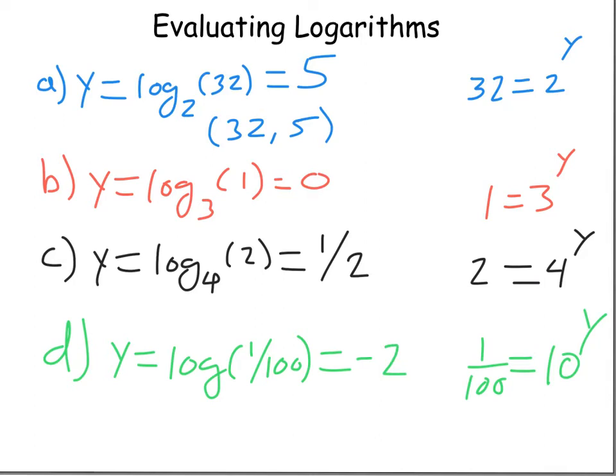That might be another one. You have a couple cases to check, but I think relatively quickly, you'd probably find that 10 to the negative second power would get you 1 over 100.